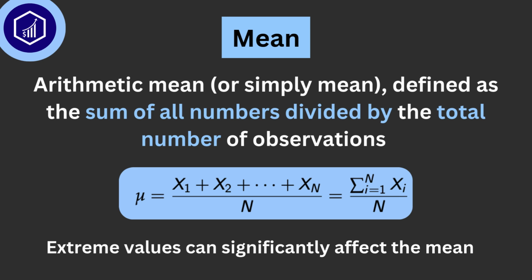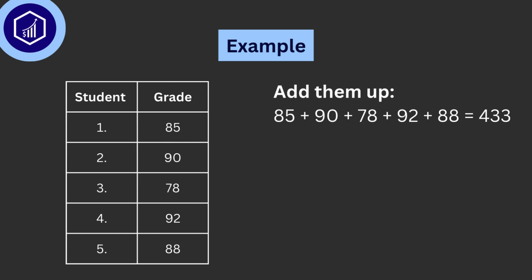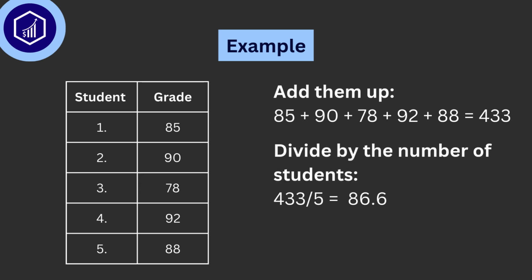So, suppose we have student grades 85, 90, 78, 92, and 88. Step 1 is now add them up together. So we add up all the different numbers and it equals 433. Then step 2 is divide by the number of students, which is 5. We have 5 values. 433 divided by 5 gives us 86.6. So the mean grade of our students is 86.6.